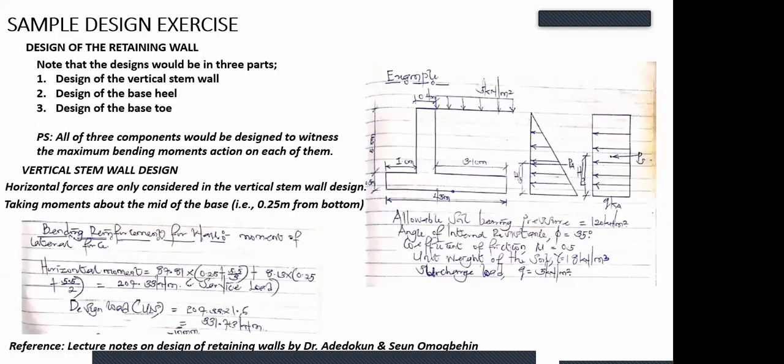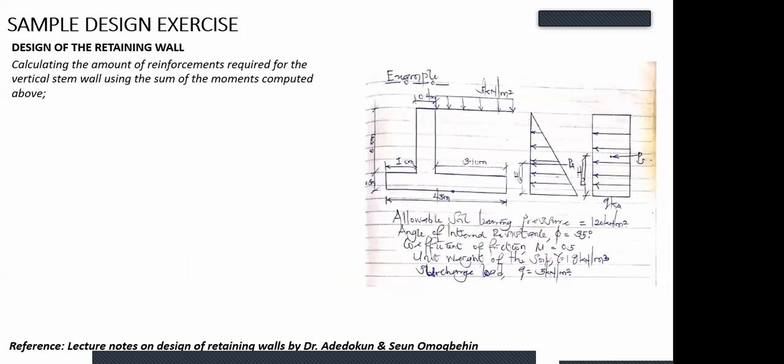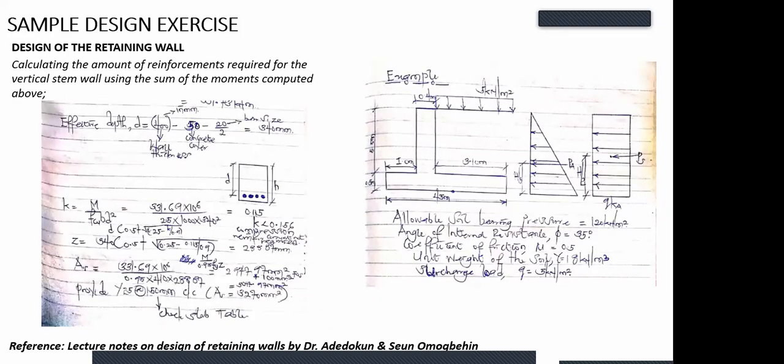See, vertical stem design, I will not lie to you, is the simplest out of the 3. Your base heel and your base toe have a little complications, but it's not hard. In vertical stem design, you only take horizontal movements, you convert it to your design movements by multiplying by what? 1.6. Now your answer, you obviously use your normal design, effective depth.